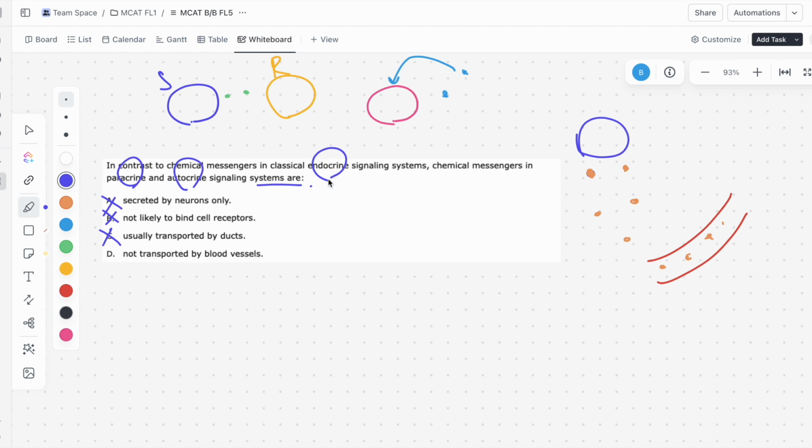So like I told you guys, endocrine signaling systems have to act far from where the source is. So that means those signaling molecules are going to be carried away in your blood to reach other tissues in your body. On the other hand, paracrine and autocrine signaling systems don't need to be carried by blood because the receiving cell is right next to the source cell, or the receiving cell is the source cell itself. So there's no reason for these molecules to be carried away by the blood vessels, which means D is our correct answer.